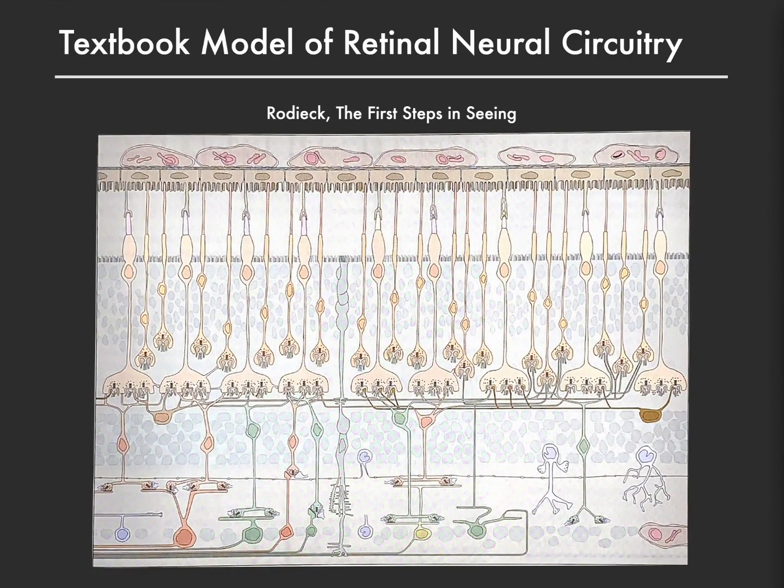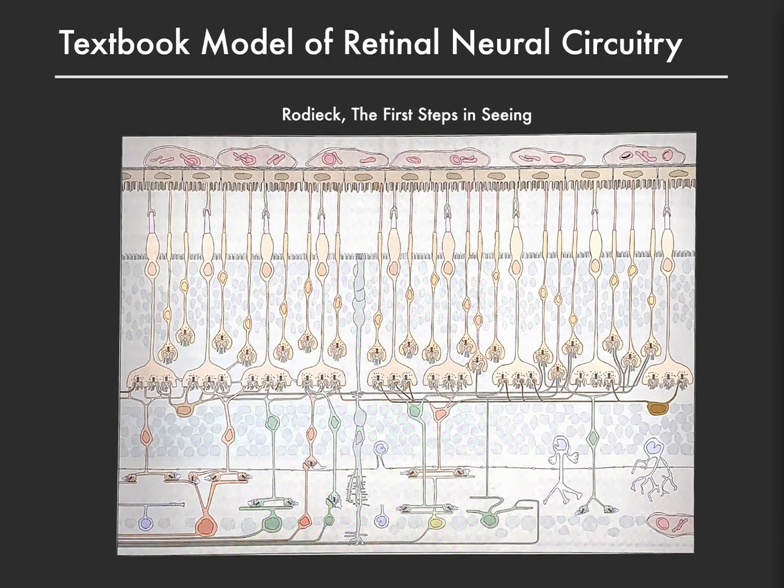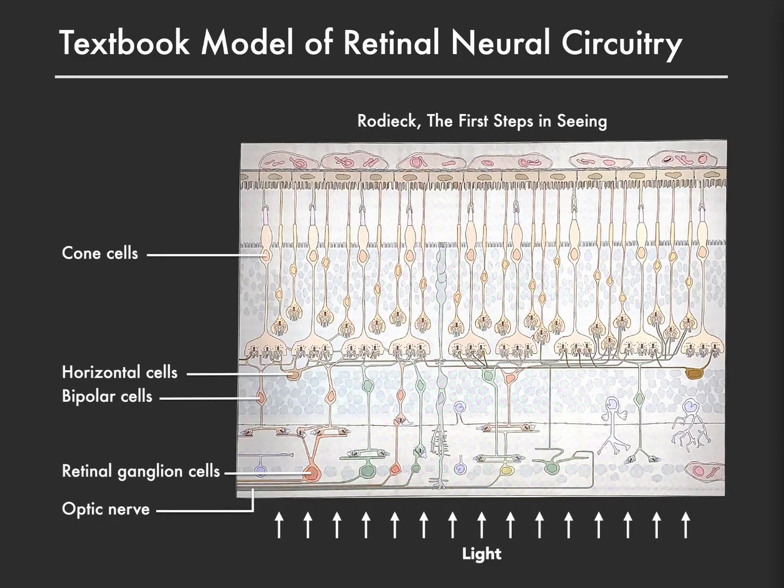We rely on the textbook model of retinal neural circuitry, The First Steps in Seeing by Robert Rodieck. For those of you who are familiar with the topic, we simulate the midget private line pathway in the 2-degree human central fovea. So how do we do that? We simulate cone cells, horizontal cells, bipolar cells, and retinal ganglion cells all together to simulate the output optic nerve signals. Let's take a specific example.